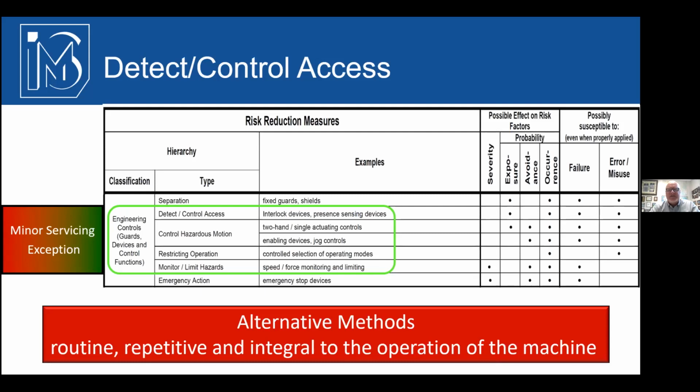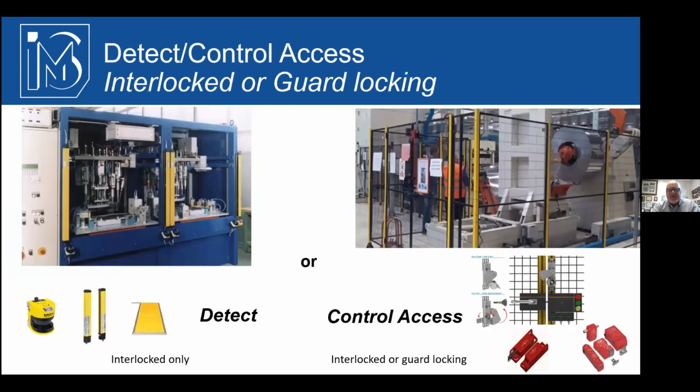Okay, so let's get into these alternative methods. We're going to go down this list here: detect and access control. These are probably the most common ones, where everybody says, here's our light curtain. So all of that consideration and where light curtains are going. There are two types when we do detect and access control. We'll use these terms called interlocking or guard locking.